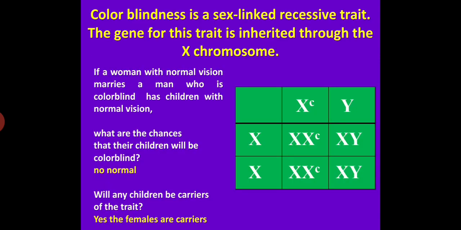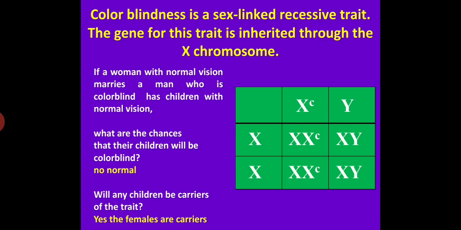Color blindness is a sex-linked recessive trait. The gene for this trait is inherited through the X chromosome. For example, if a woman with normal vision marries a man who is colorblind and has children with normal vision, what are the chances their children will be colorblind?